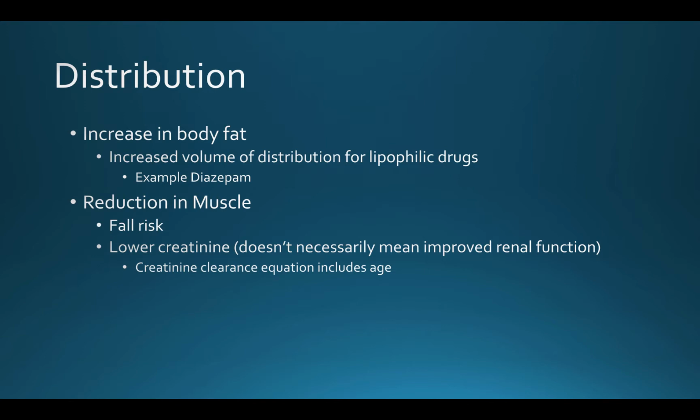One other thing I wanted to point out was creatinine. So creatinine is basically this muscle breakdown. And as we age, this creatinine may get lower. And that doesn't necessarily mean that kidney function is improving. What it does mean is that our muscle mass may be a little bit less. So a 25-year-old with a creatinine of 1.1 and an 85-year-old with a creatinine of 0.9 doesn't mean that the 85-year-old has better kidney function.